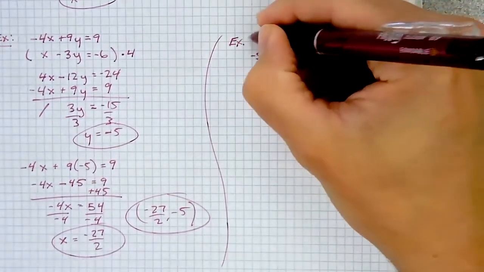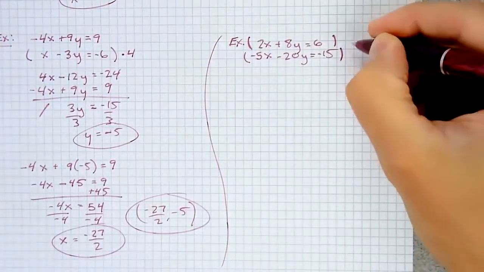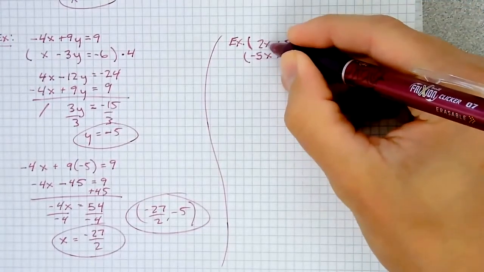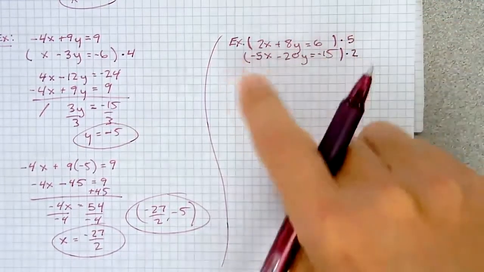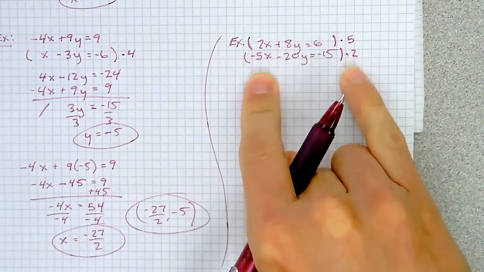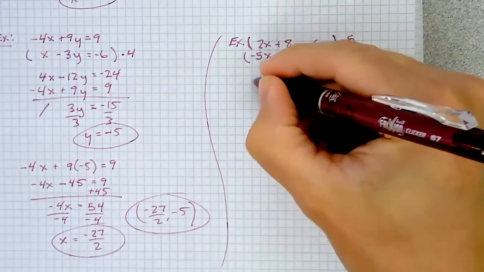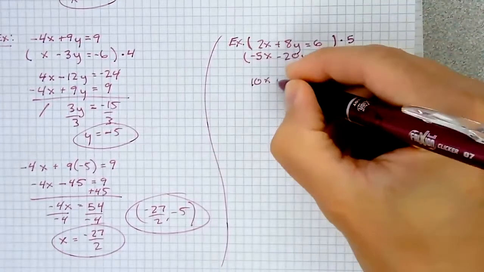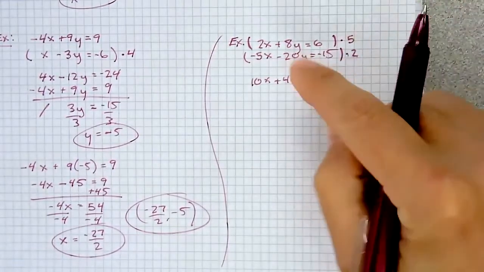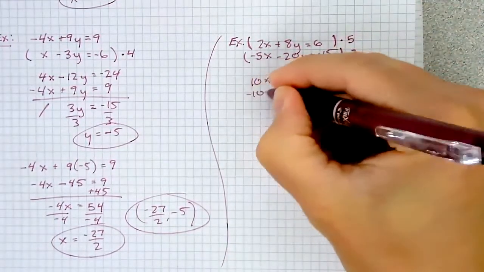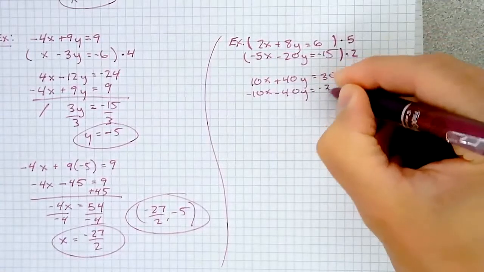So the easiest thing to do would be, if I want to cancel out the x's, I'm going to have to multiply both by something. So I'm going to just multiply by the opposite. I want to multiply the top by 5, and then multiply the bottom by 2, so that now it's going to be 10x and negative 10x. So 2x times 5 is 10x, 8 times 5 would be 40y, and 6 times 5 would equal 30. Now I'm changing the bottom one as well. That gives me negative 10x, negative 40y, and negative 30.